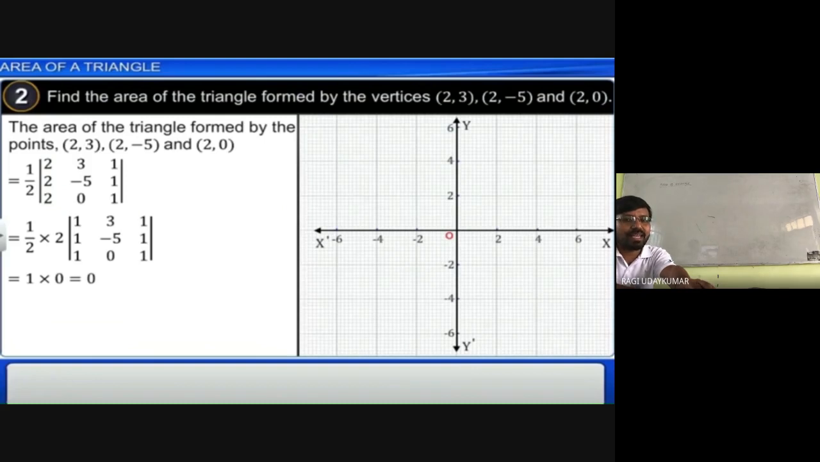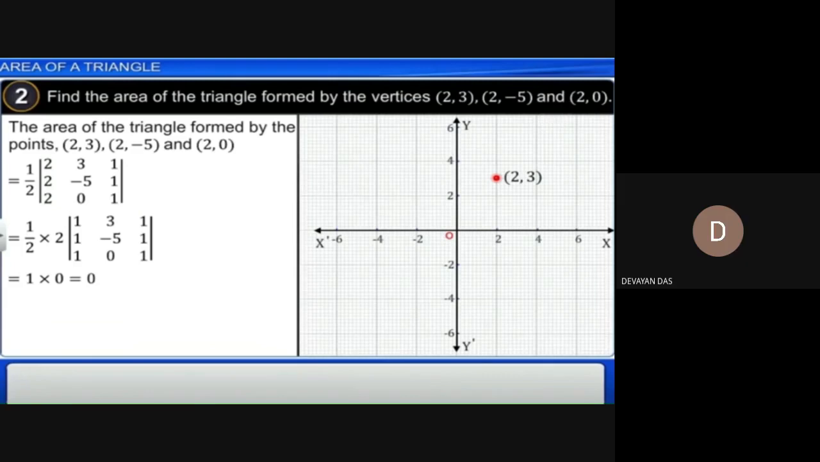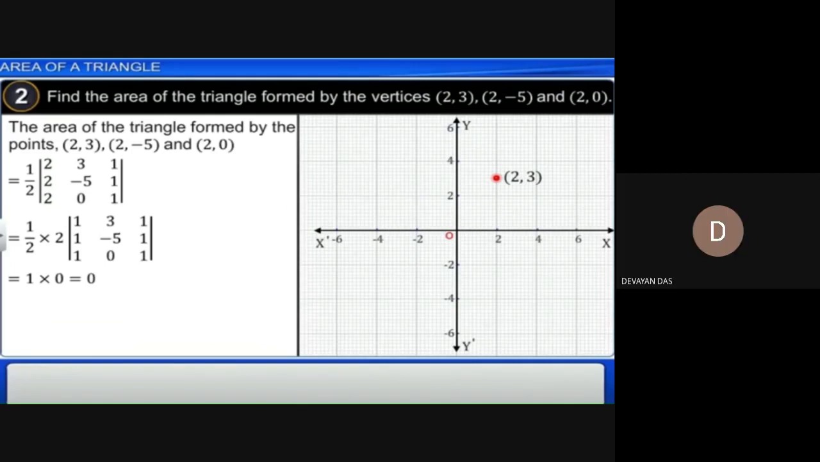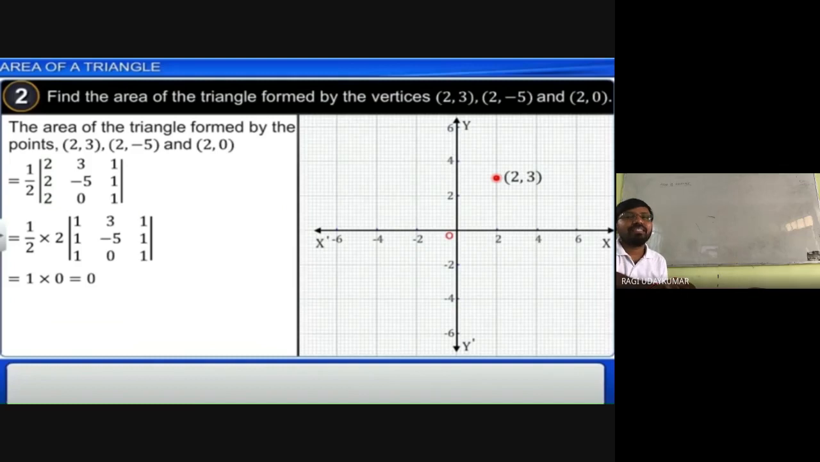So when the area of the triangle is 0, you can say that the 3 points are, can anyone say? In a line, sir. In a line is nothing but, what word will we use in mathematics? In a straight line. So collinear. Yes, the points are called collinear. See here, that's why the area you got is 0. If you get the area of the triangle as 0, then the 3 points are called collinear points.